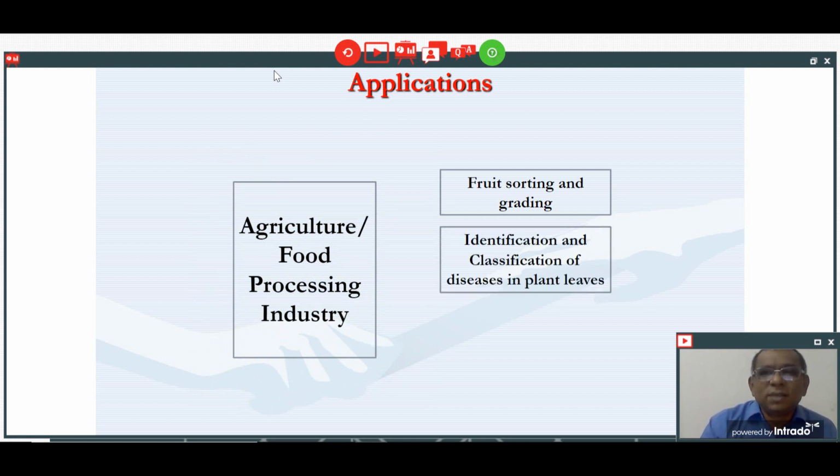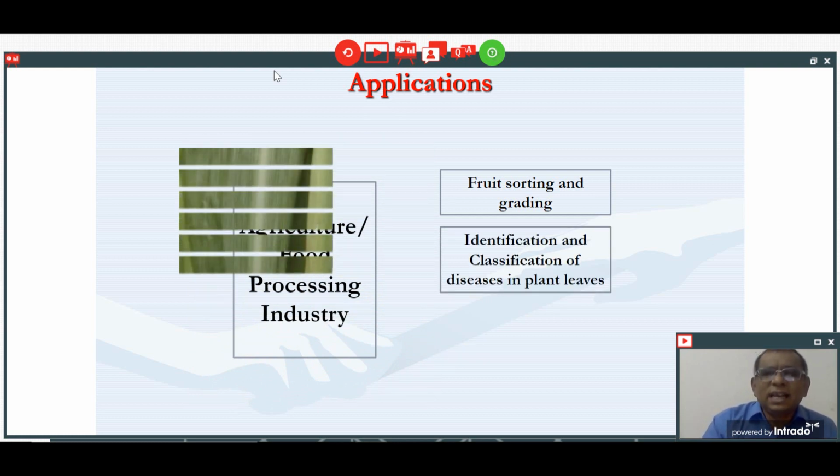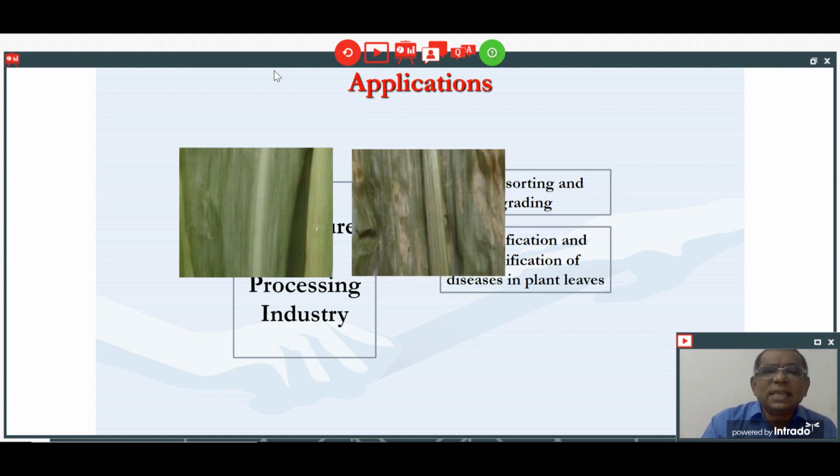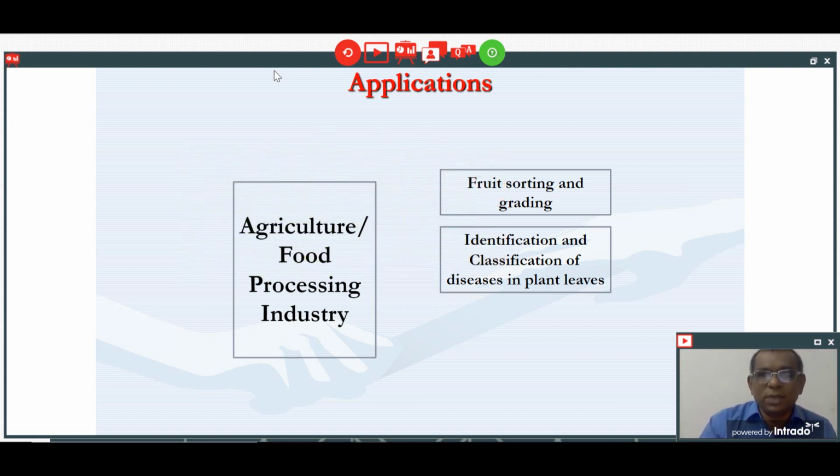Now the next one is identification and classification of diseases in plant leaves. Here it shows a sorghum leaf. This is a healthy leaf, and this is a diseased leaf. So how to use a machine learning approach to know which disease has occurred in the leaf and what solution we can give for it. So it can be a very good application with respect to image processing.